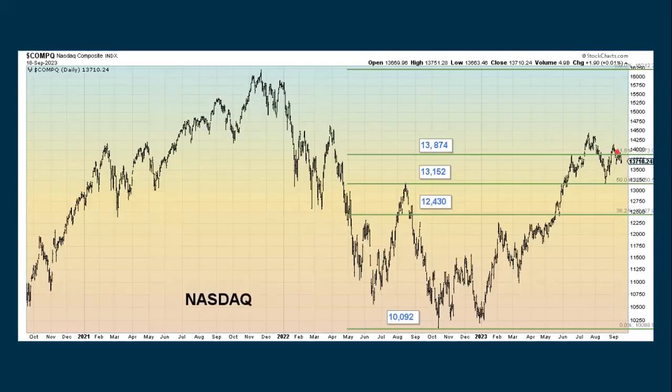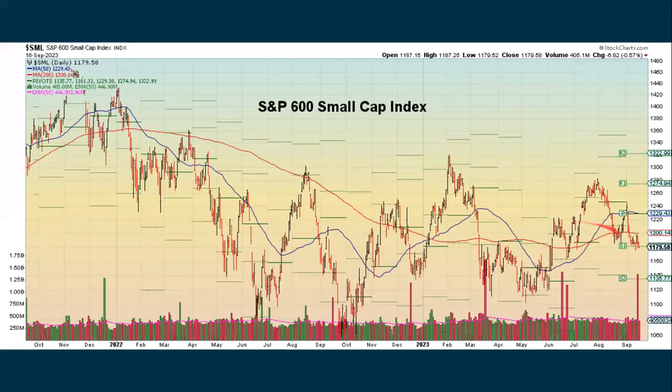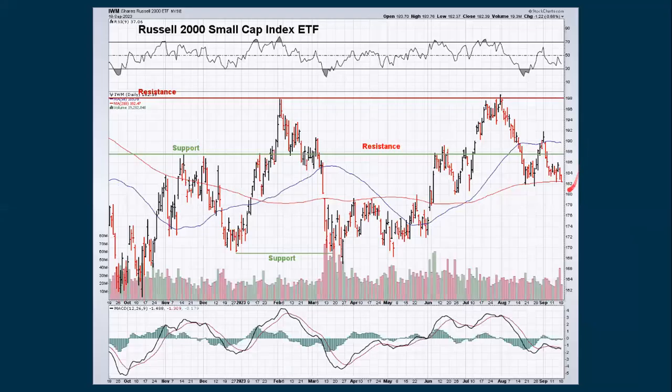With the Fibonacci retracement levels on the NASDAQ, we're below the 61.8% level, and we've been chopping above and below that. So it's not a hit-it-and-turn kind of area right now. The FANG index is still below its 50-day moving average, but in a longer-term uptrend. The small caps are dropping down to this S1 level and below their 200-day moving average. But when we look at the Russell, we're coming back down to the 200-day moving average.